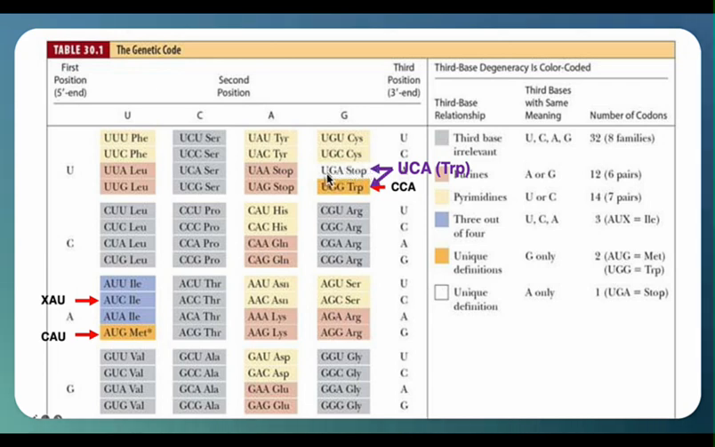If a tryptophan transfer RNA with the anticodon UCA were to appear in the cell, the first position being U would allow it to pair with both A and G. This means not only UGG, but also UGA, would become codons for tryptophan.